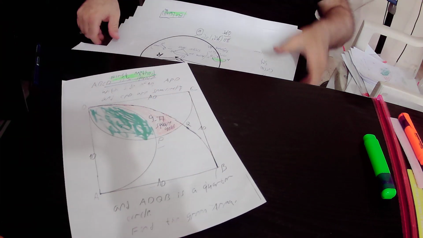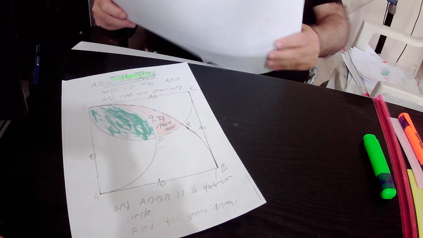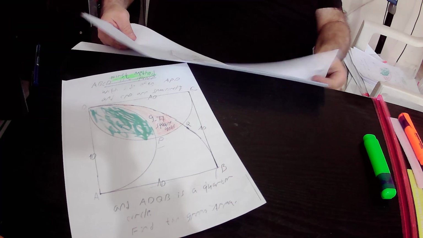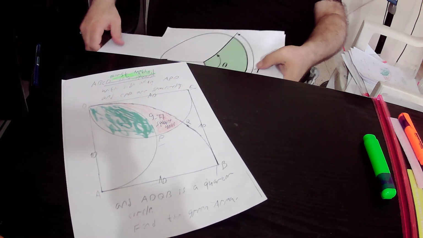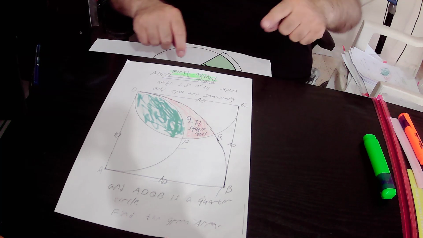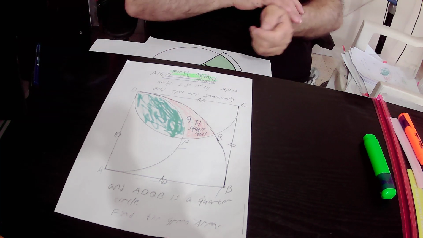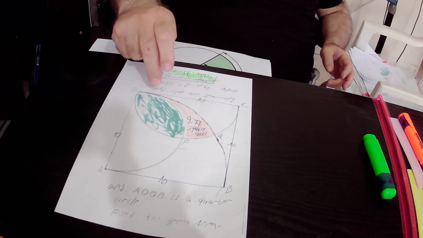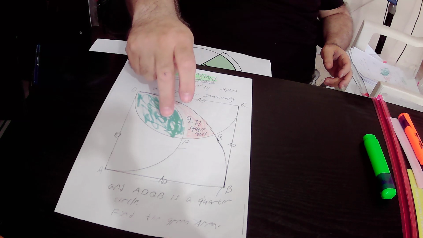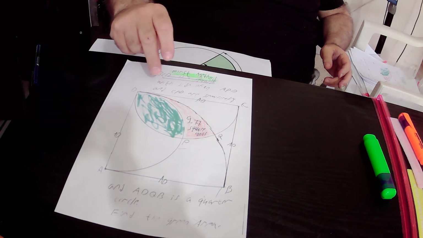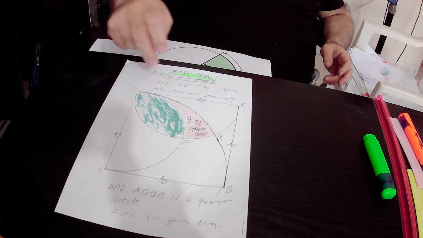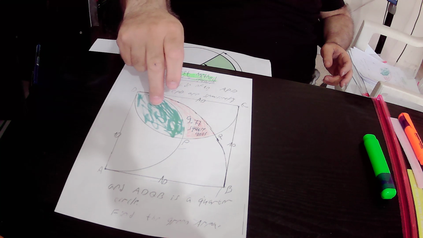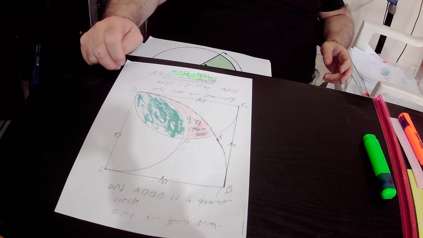So in the drawing, we have a square ABCD. One side of square ABCD equals 10 units. Inside this square, we have two semicircles that intersect with each other and they create the blue lens. That is to say, the lens is the common area that belongs to both semicircles. Okay.